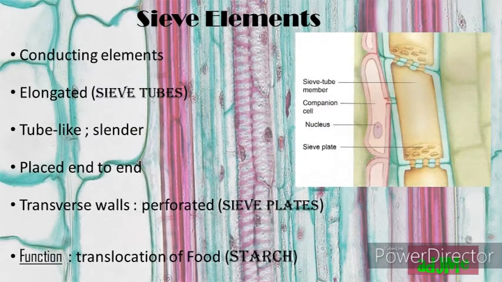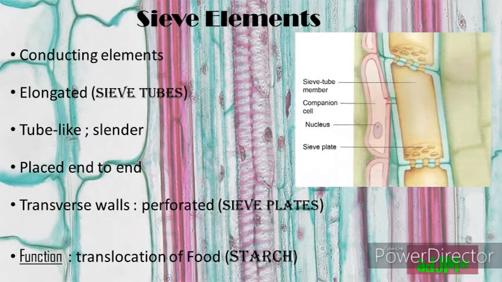Right. Now let us learn the second type of complex tissues, that is phloem. So far we learned about xylem tissues. We learned the four different types of xylem tissues, their structure and function. Now let us learn the structure and function of the different types of phloem tissues. The first type is sieve elements. As I said in the beginning, sieve elements and the companion cells are the important types of phloem which are involved in the transportation of food or starch.